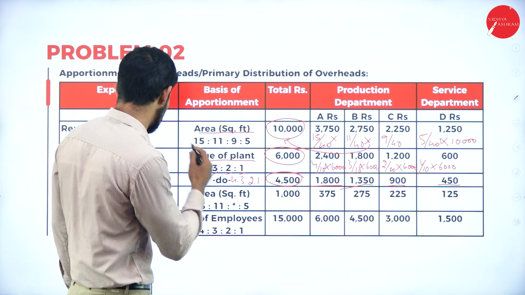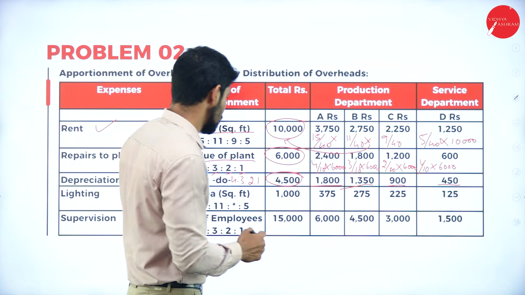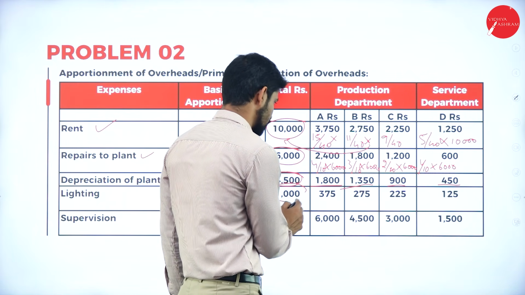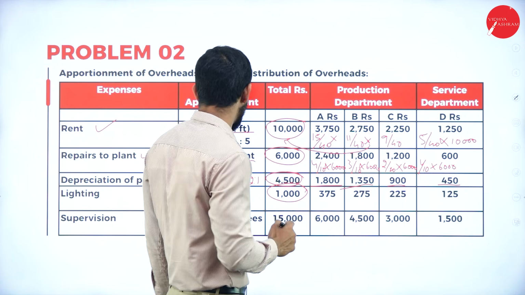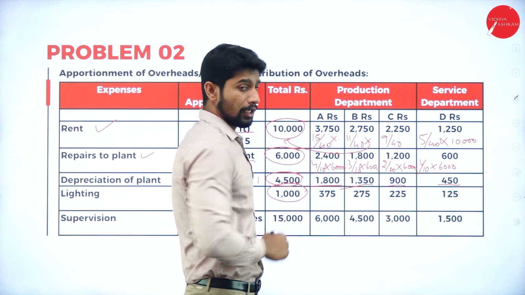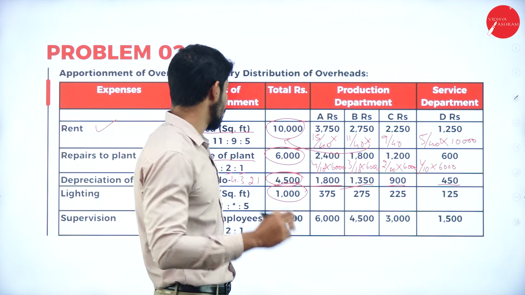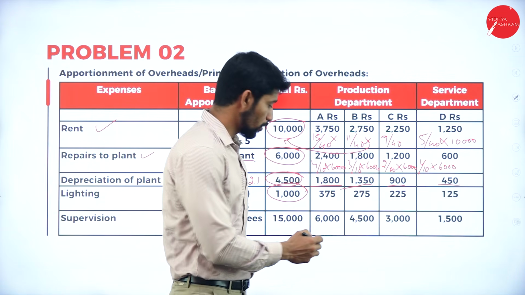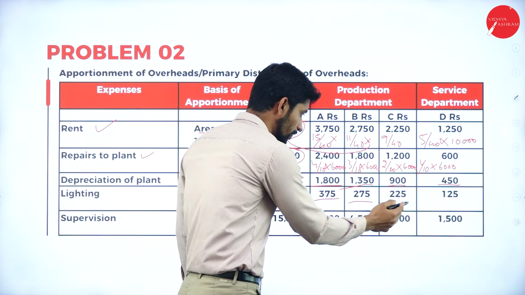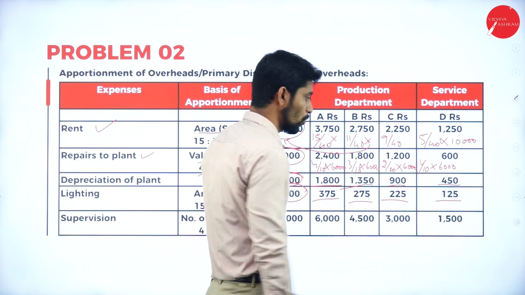So for lighting, 1,000 is the total. So for area, what is the ratio? It is 15 is to 11 is to 9 is to 5. So if you work it out, you get 375, 275, 225 and 125.